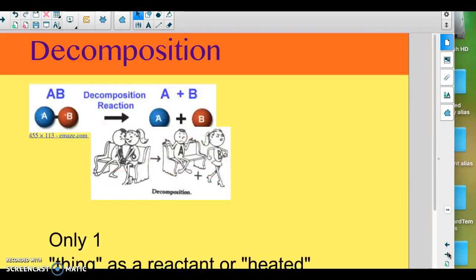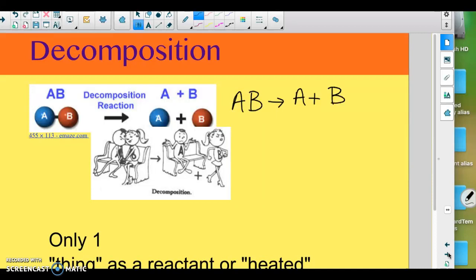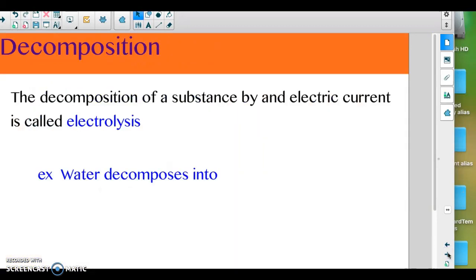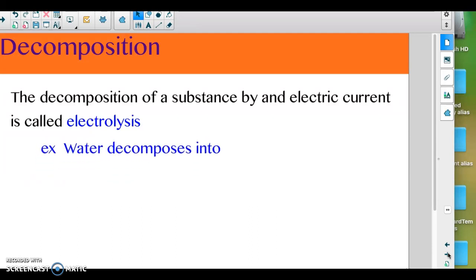The next type of reaction that we're going to talk about is decomposition. Decomposition is the opposite of synthesis. You will have just one thing, one reactant, breaking up into simpler elements or elements and compounds, but something smaller. So sometimes decomposition reactions happen because of electrolysis. So for example, water can decompose.